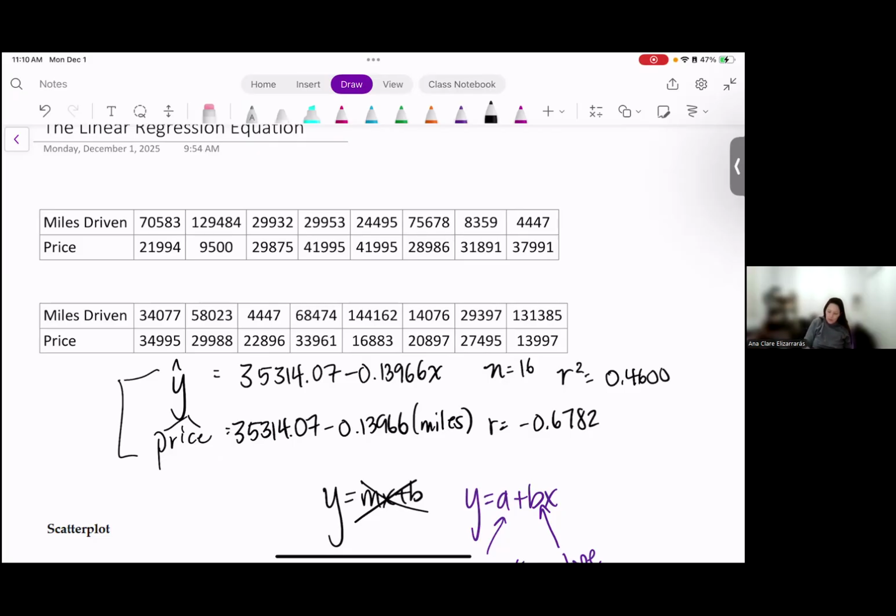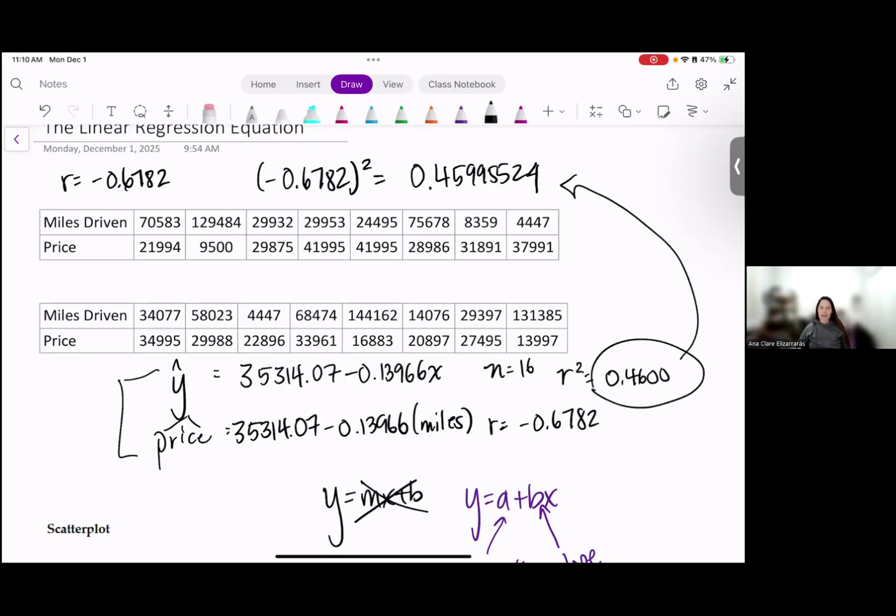So if you notice this R value, which is our correlation coefficient, if I was to take negative 0.6782 and square it, I wonder what that would be. Let's see. Negative 0.6782 squared, I get 0.45995524, which looks like that. So the R squared value, that coefficient of determination, so we have the correlation coefficient and then we have the coefficient of determination.